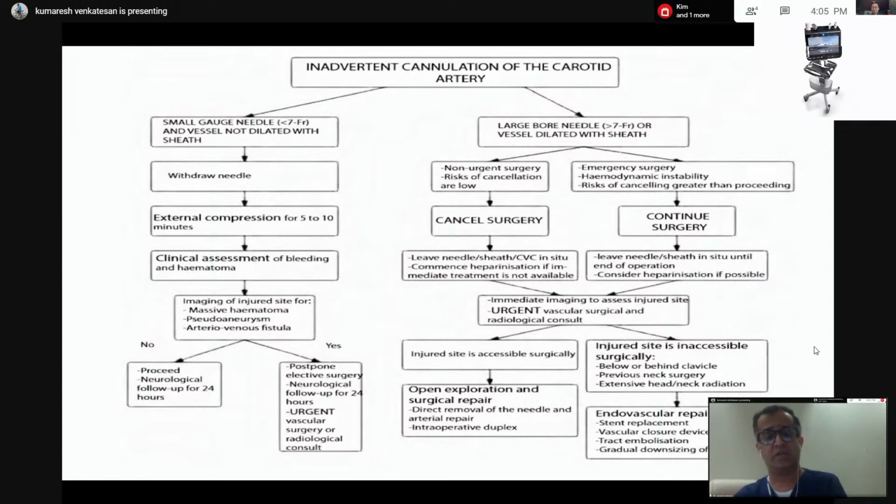On the other hand, if you just punctured, you can apply external compression. If you used a smaller needle, less than 7 French, which is what most of the needles in the central venous cannulation set come with, you can apply pressure, but bear in mind that there's still a risk of hematoma occurring, especially if the patient has some coagulation problem. That again will need a follow-up with the vascular surgical colleagues.